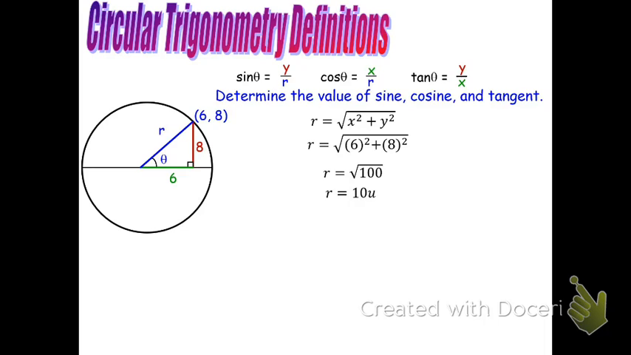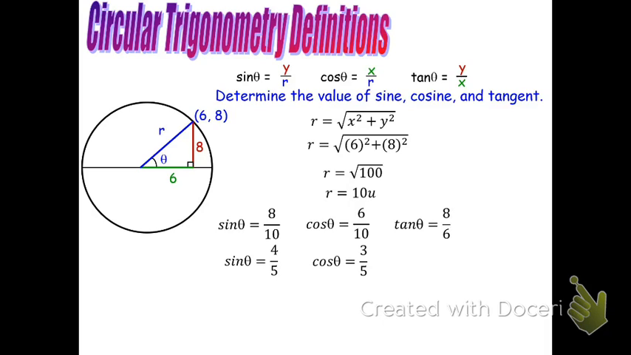Now I'm ready to go and write my ratios for sine, cosine, and tangent. I know the x, I know the y, and now I know the radius. Sine was y over r, which becomes 8/10. Now 8/10 will reduce, it becomes 4/5. Cosine theta is x over r. X is 6, so this becomes 6/10, and that also reduces, and that becomes 3/5. Tangent theta is y over x, which in this case becomes 8 over 6. 8/6 will again reduce, and this becomes 4/3.